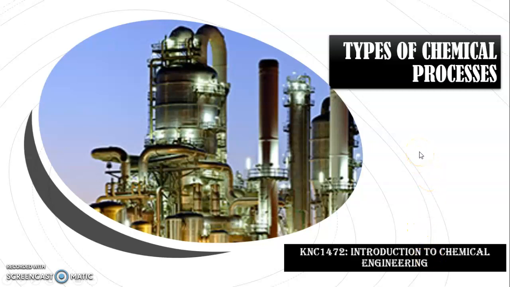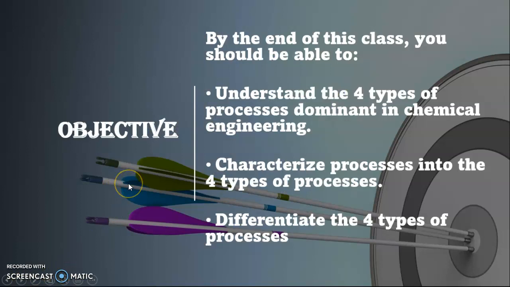Today we will learn about types of chemical processes. The objective of this learning unit is that at the end, you should be able to understand 4 types of processes dominant in chemical engineering, characterize processes into 4 types, and differentiate the 4 types of processes.